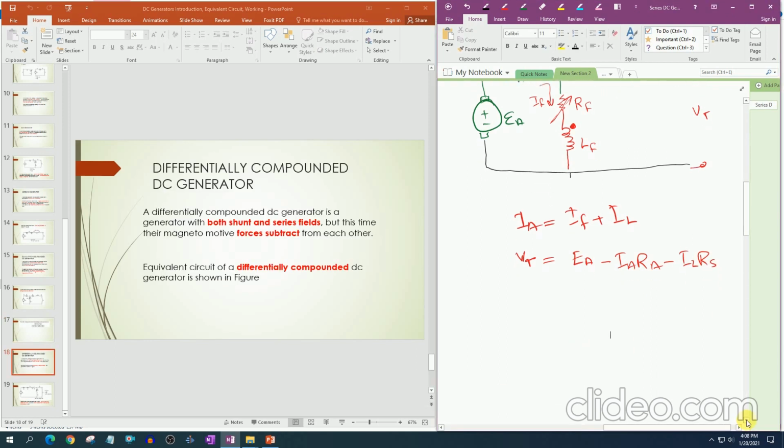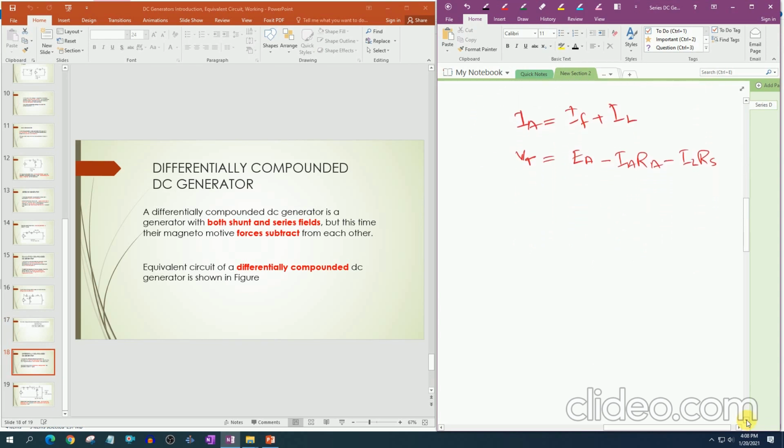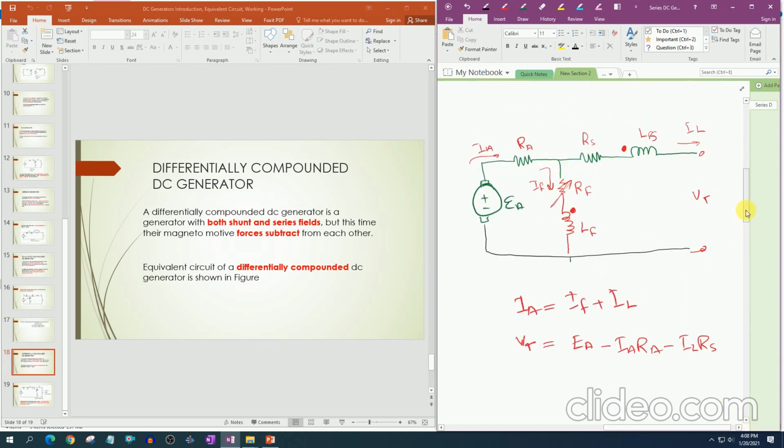Next type is the differentially compounded DC generator. The differentially compounded DC generator is the same as the cumulative compounded DC generator. The only difference is that during construction the dot will occur at that side. And now you can see that current enters at one dot and leaves at the other dot, so their magnetomotive forces will subtract and it becomes a differentially compounded DC generator.